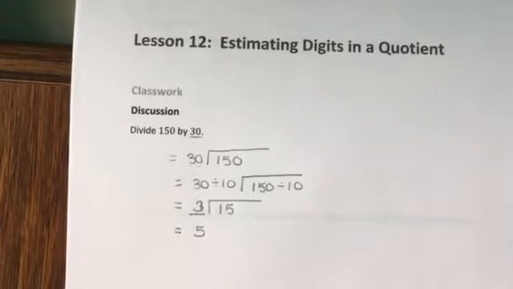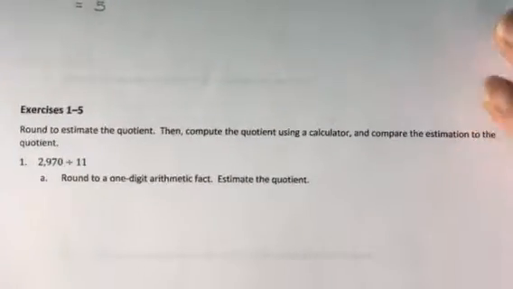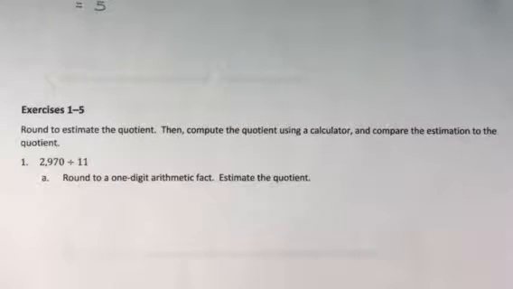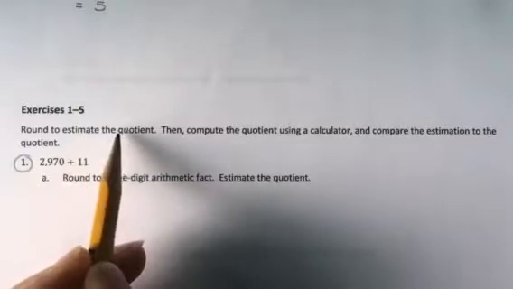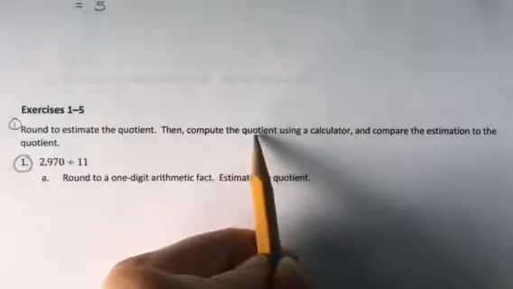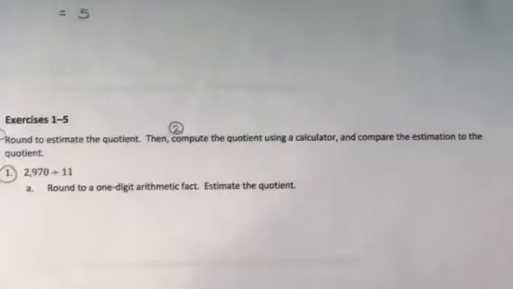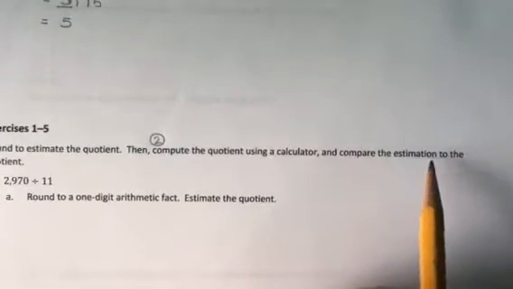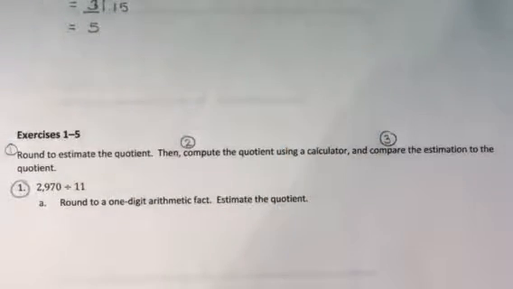Okay, now going down to our first exercise. Again, we are going to practice using single-digit division. What I want you to notice here is that there are 3 parts to doing these exercises. I'm going to do numbers 1 and 3 with you. Round to estimate the quotient. That's the first thing we'll be doing. Compute the quotient using a calculator. That's our second component. And then the third is to compare the estimation to the quotient. And these are split up accordingly.